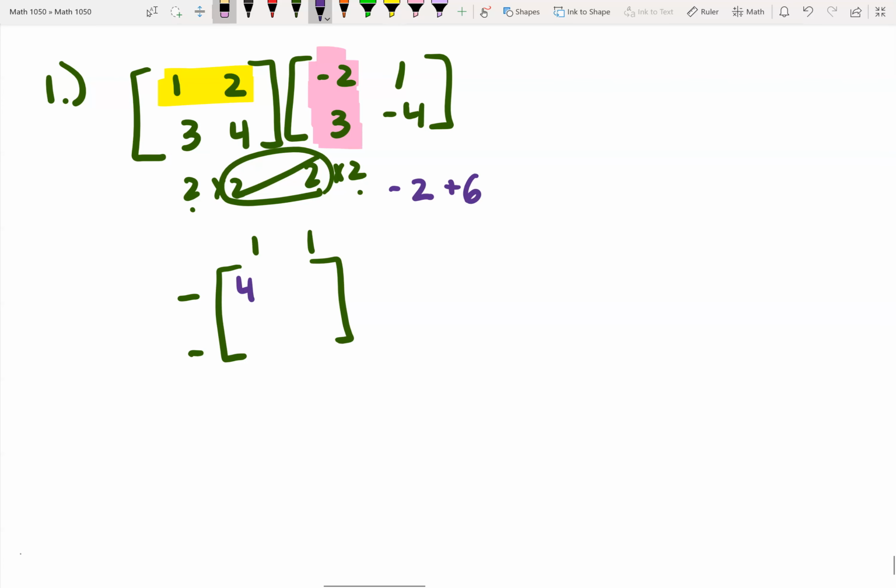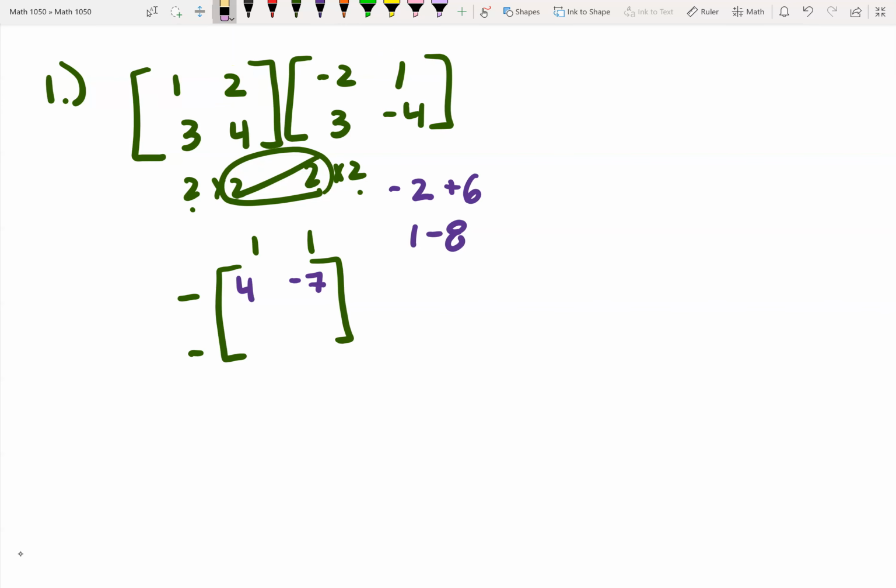The next one is here, and I do that one. So the 2 comes down. So 1 times 1 is 1. 2 times negative 4 is a negative 8. That gives me a negative 7. Some of you are putting it here. It actually goes there. It goes in the same column that I just used. So be careful with that.